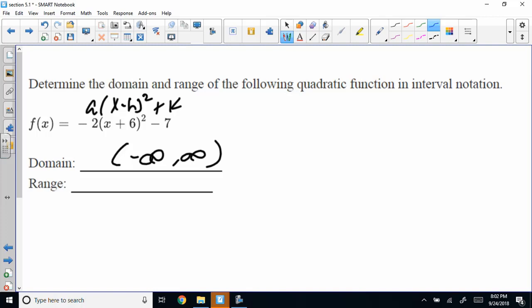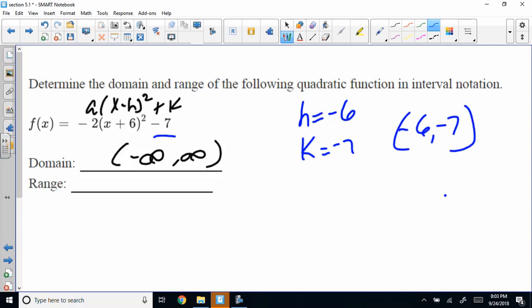It has to flip or change signs, right? So that positive 6 has to become a what? And then the k is the number afterwards, and that's negative 7. So the vertex on this is negative 6, negative 7, right? You agree?